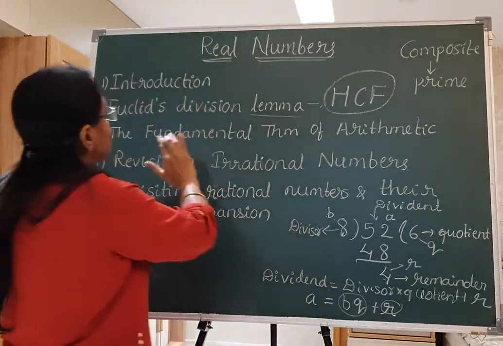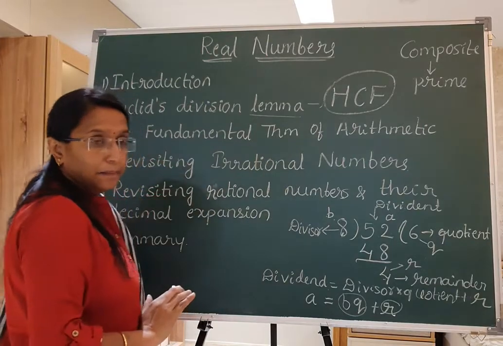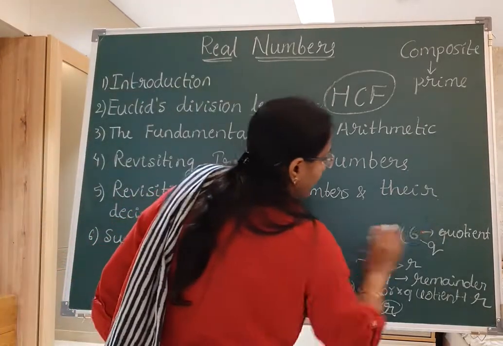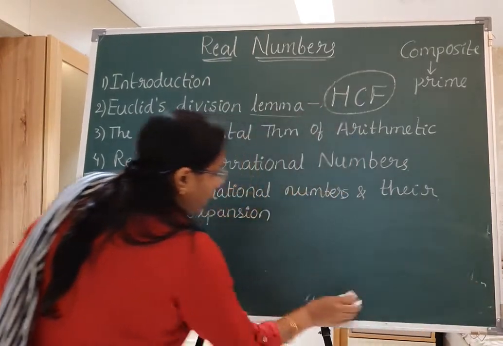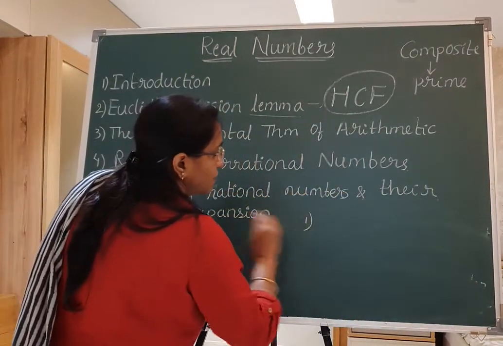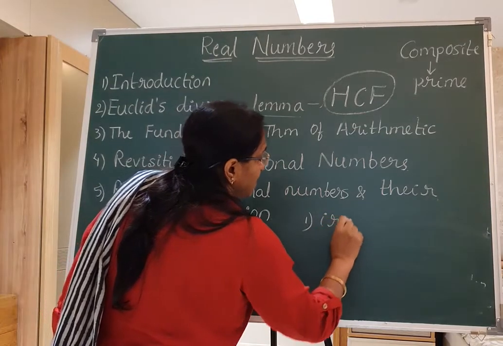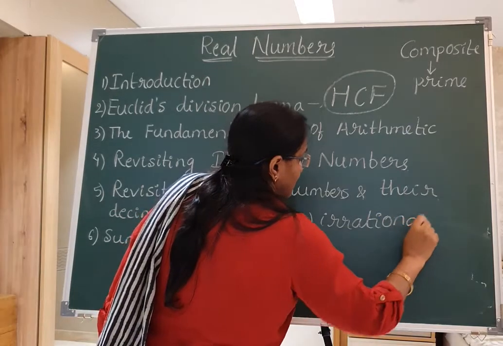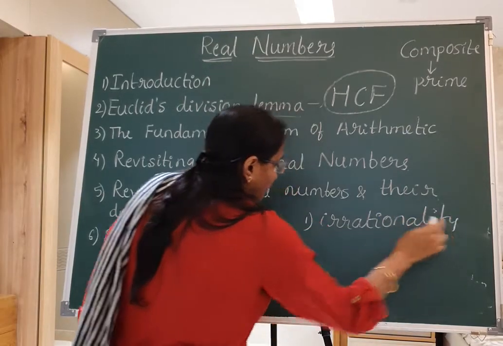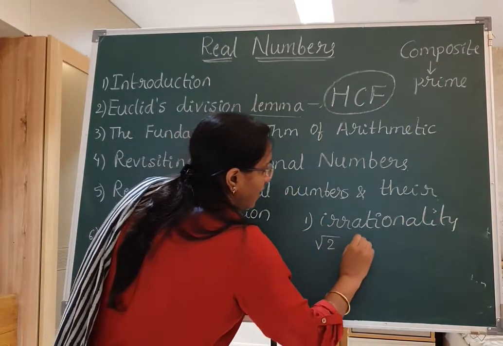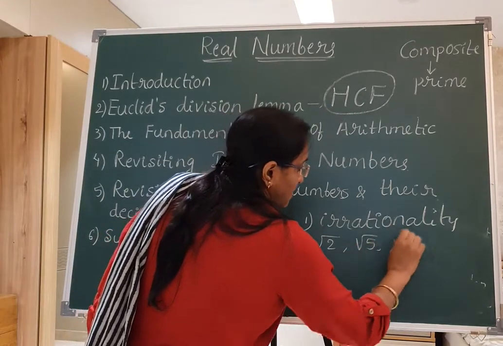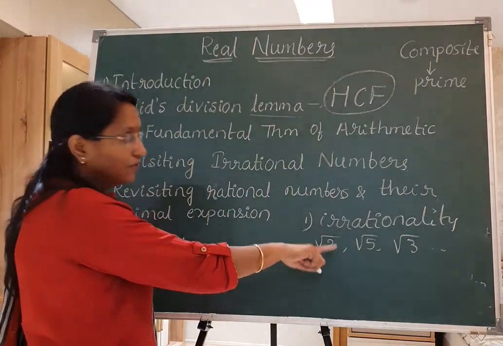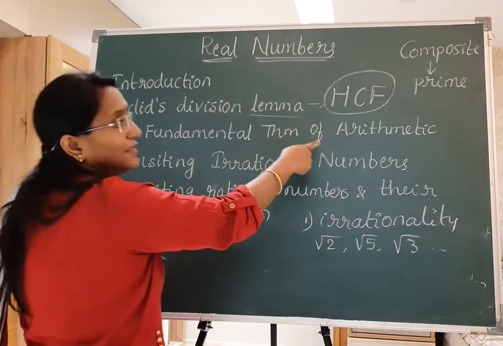What are the applications of this theorem? This theorem is very important for finding out, first, to prove the irrationality of numbers. We know that root 2, root 3, root 5 are all irrational numbers. But how will you prove this? To prove the irrationality of these numbers, we use this theorem.